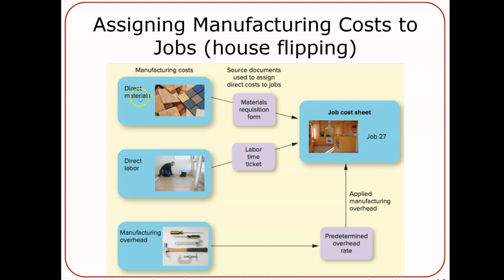So, how do we get direct materials and direct labor to a job cost sheet? A job cost sheet is simply a place where we accumulate the cost of one single job. We use a materials requisition form and a labor time ticket. And we'll talk about overhead here in a minute.